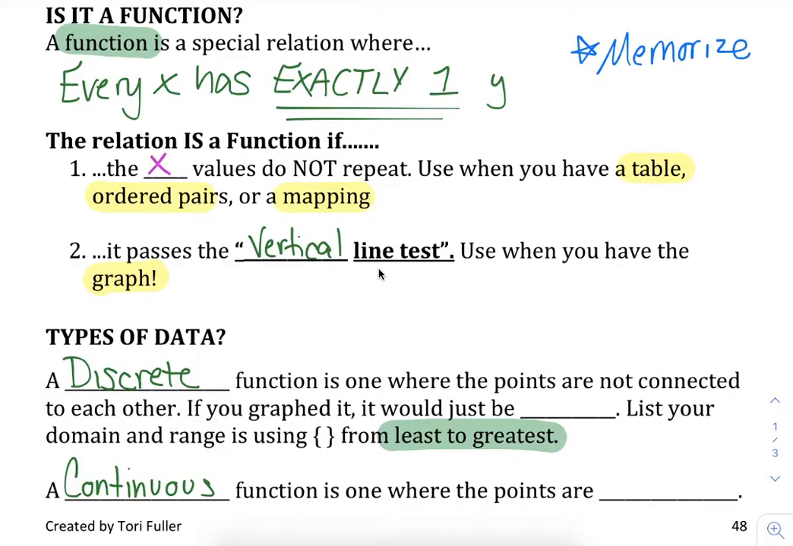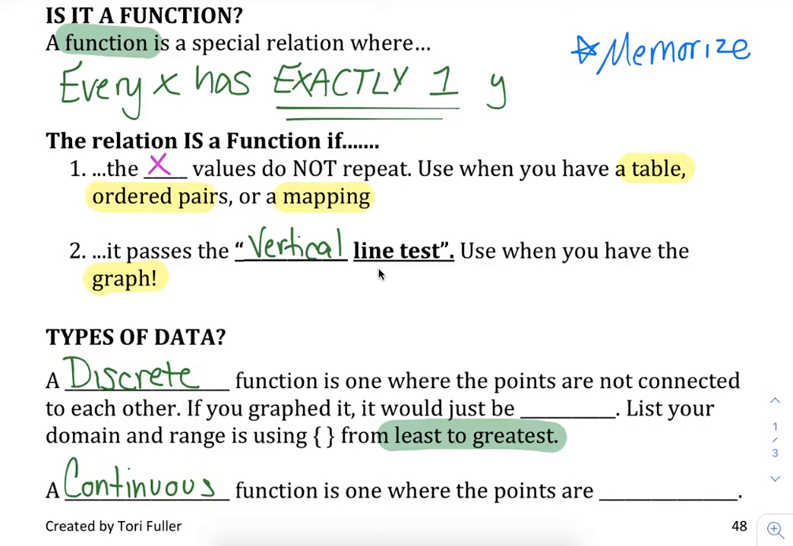All right, so here's how we check that. First thing we could check is, do the x's repeat? It is only a function if the x values do not repeat. So that's how we're going to check like a table or a set of ordered pairs or a mapping. We'll get to those examples in just a second. But all you need to know is it's important that the x's don't repeat.